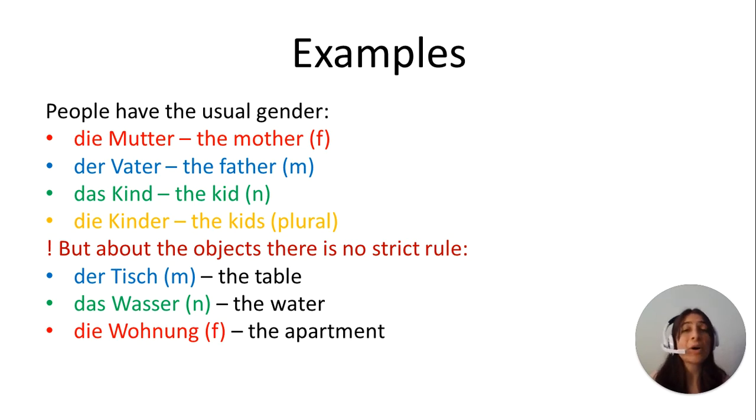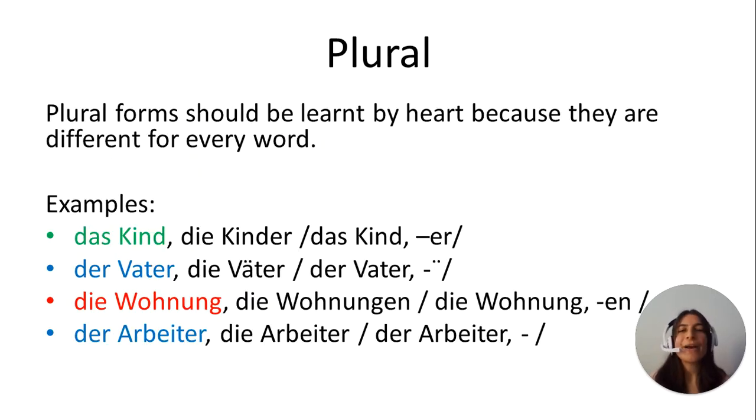But there are some objects that I mentioned before, and there is no strict rule. For example, der Tisch, table. Why it's masculine, no idea. So it's just like that. You will have to learn it by heart. Das Wasser is neuter. Die Wohnung is feminine. Okay, so we'll learn the nouns together with the der, die, das article. Okay, then let's see the plural forms.